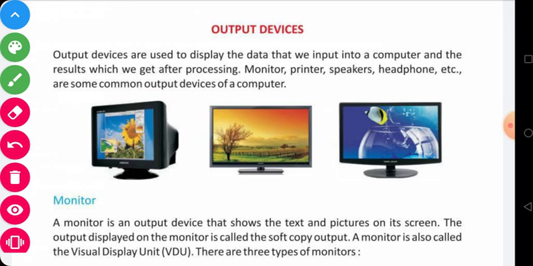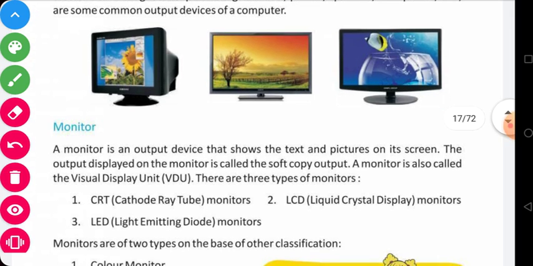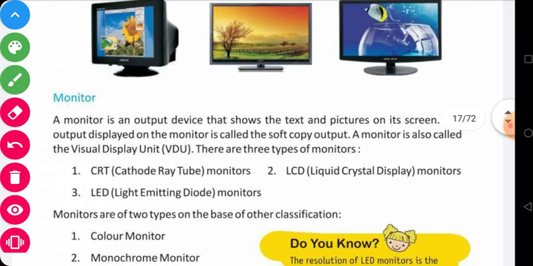Okay, so we are going to learn various types of monitor now. First, we have to know what is called monitor. A monitor is an output device that shows the text and picture on its screen. The output on the monitor is called soft copy of the output.